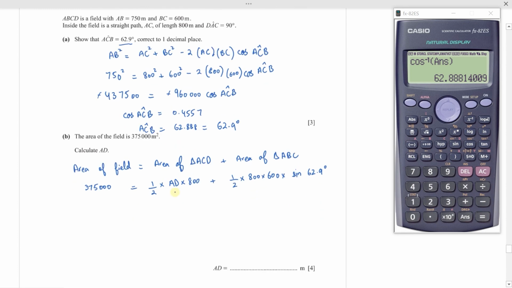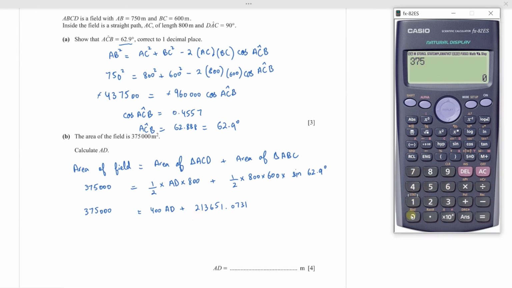So now we have AD as the only unknown here. So this will be 375,000. So 800 divided by 2 is 400 AD. So let's calculate this now. 1 over 2 into 800 into 600 into sine of 62.9. So this is 213,651.0731. And then if I take this to the other side, it will be subtracted.